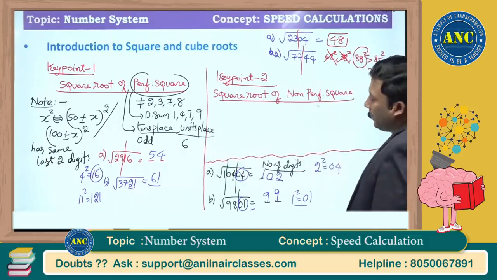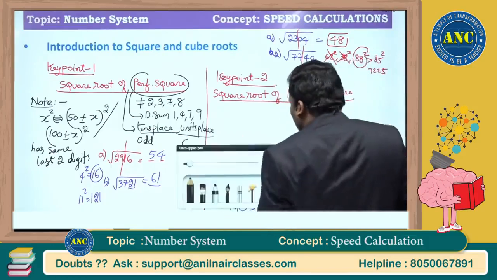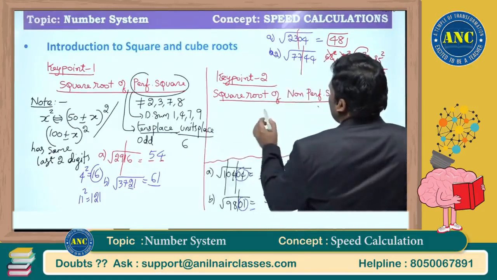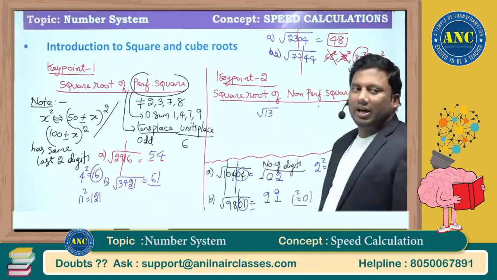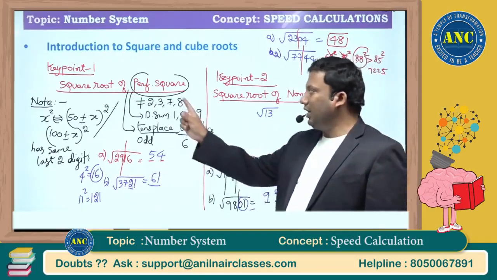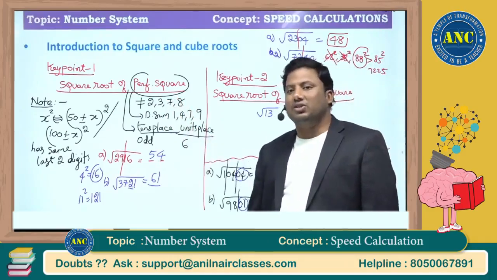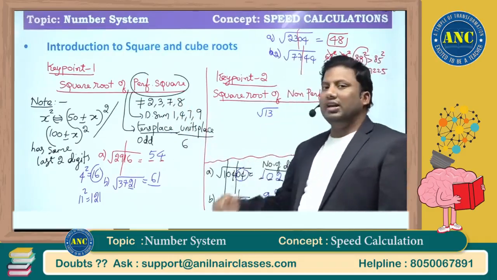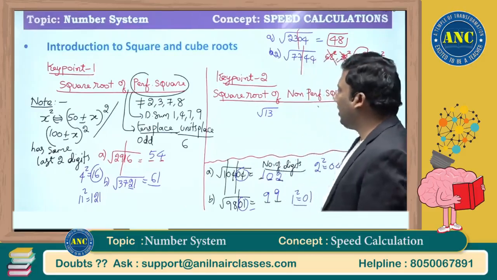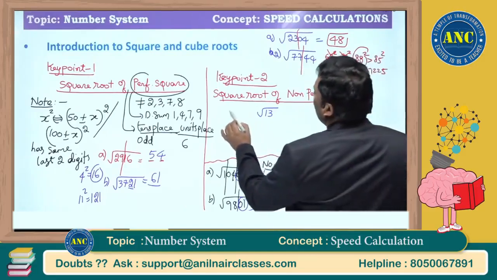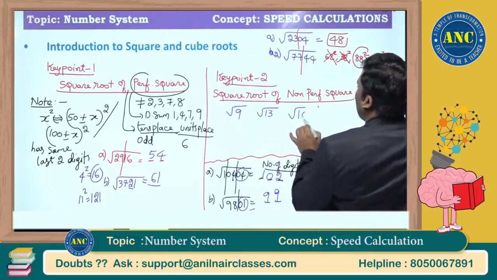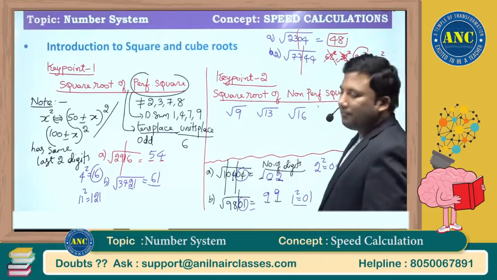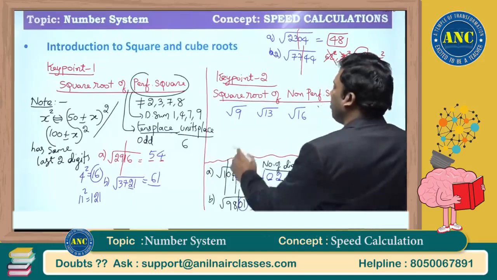This I already explained, but I'll give you an idea. Two ways of solving the question. Suppose I need to find out the square root of 13. A perfect square never ends with 2, 3, 7 or 8. It is ending with 3, so therefore it is a non-perfect square. Root 13 lies between which two perfect squares? Root 9 and root 16.